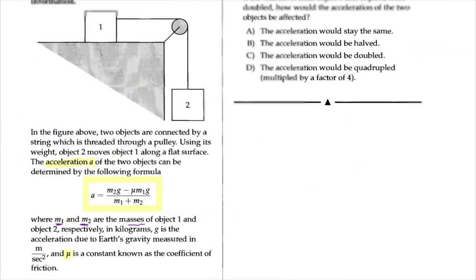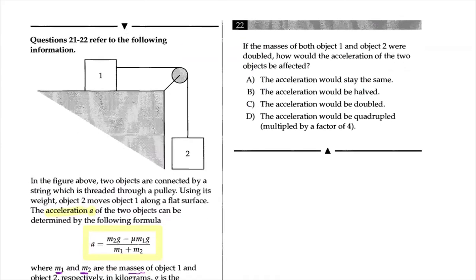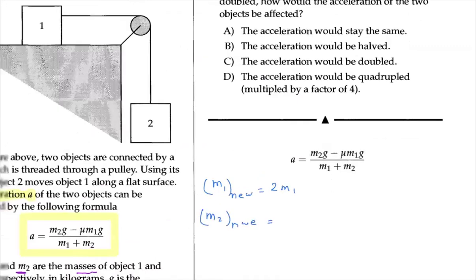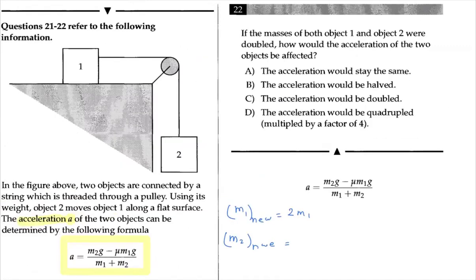Good. Let's see question number 22, and it also refers to the same information. Okay, here we have the same formula. We are working on the same formula. And let's see. If the masses of both objects 1 and object 2 were doubled, so M1 new is equal to 2M1, and M2 new, as mentioned now, the masses of both objects 1 and object 2 were doubled, equals 2M2. How would the acceleration of the two objects be affected by this change? Let's see.